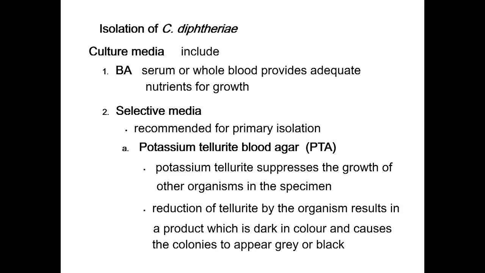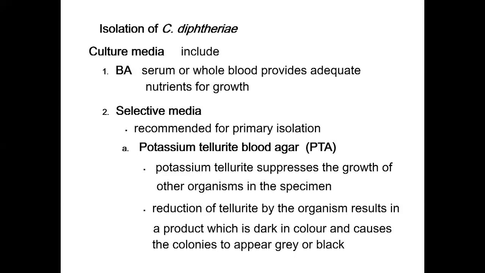But specifically for Corynebacterium bacteria, one needs a selective medium, a medium that would suppress the growth of those other many unnecessary organisms and enable the Corynebacterium bacteria to grow and be identified. And so the selective medium is recommended for primary isolation of Corynebacterium bacteria. So it's possible one needs to inoculate the two media at the same time.